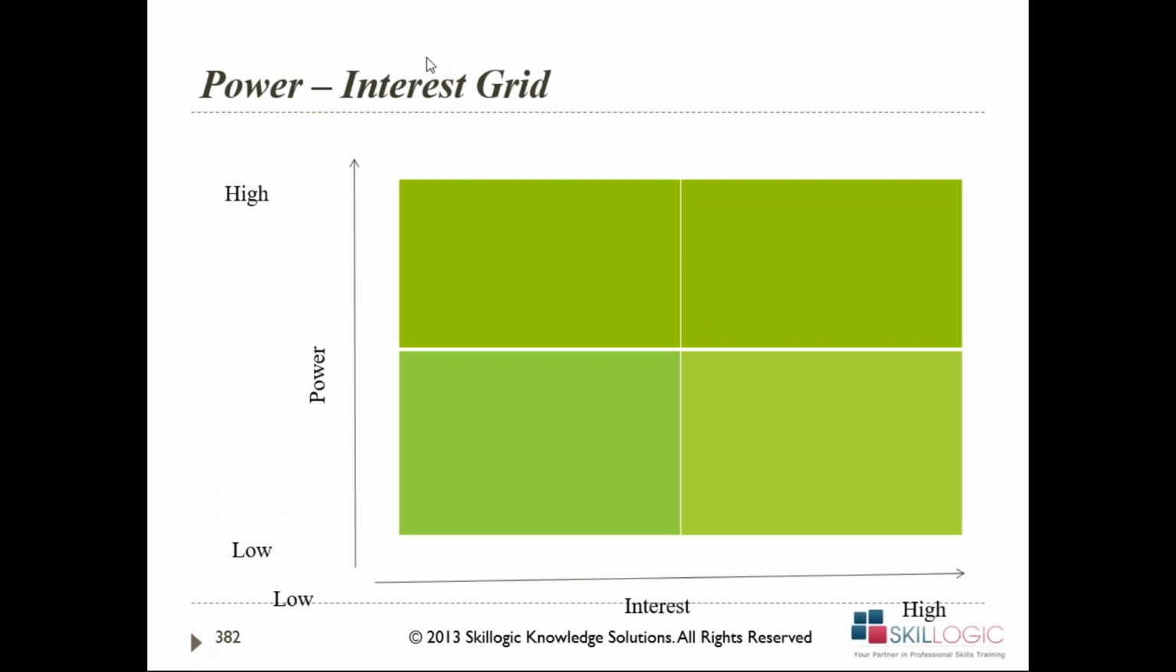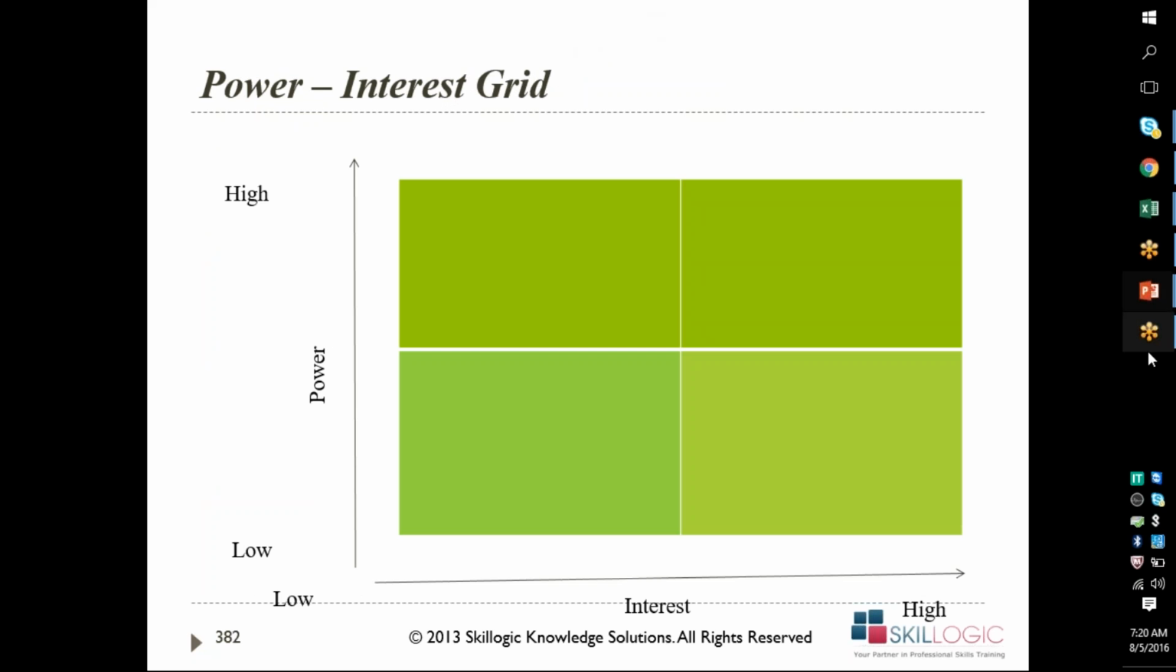This is how it looks, the power interest grid. So I would manage someone who falls into this particular category, which is high power and high interest. If somebody has a high interest in my project, I would want to manage them very closely. And if somebody doesn't have that high interest, I probably am going to delegate it to somebody else.